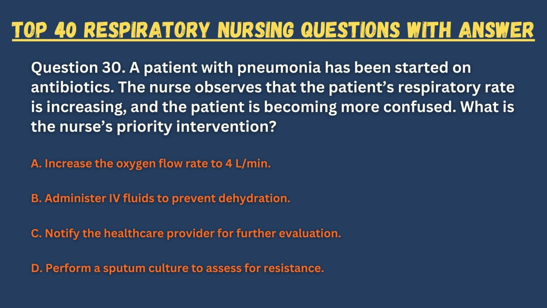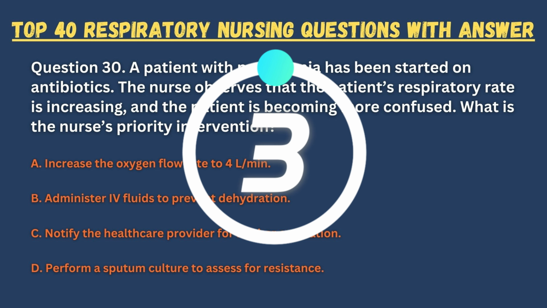Question 30. A patient with pneumonia has been started on antibiotics. The nurse observes that the patient's respiratory rate is increasing, and the patient is becoming more confused. What is the nurse's priority intervention? A. Increase the oxygen flow rate to 4 liters per minute. B. Administer IV fluids to prevent dehydration. C. Notify the healthcare provider for further evaluation. D. Perform a sputum culture to assess for resistance.